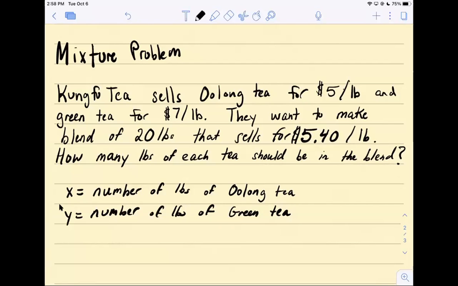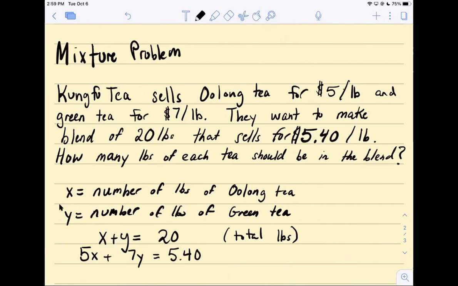So one thing that a lot of students wrote down next was x plus y equals 20, because this is the total pounds. And then a lot of students wrote 5x, because $5 per pound, plus 7y is equal to 5.4. Okay, so this is a very common thing to write, and it looks very similar to the last equation.